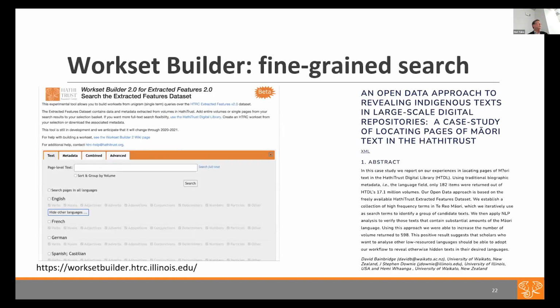We built a tool using our extracted features called Workset Builder. I'll talk about worksets in a minute. This allows us to find individual pages with given words. Also, because we have parts of speech, we can use the parts of speech information to distinguish between verbs and nouns and adjectives and uses of words.